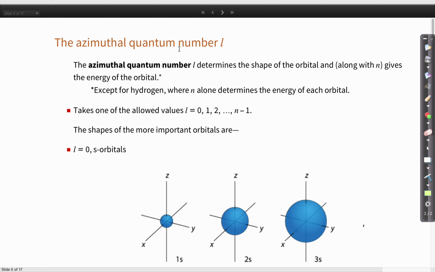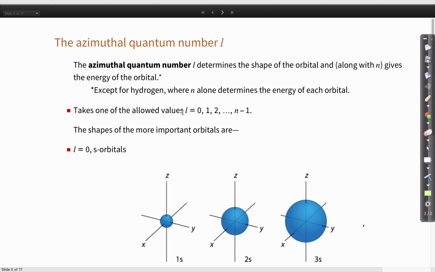There we go. The azimuthal quantum number L. So what is this azimuthal quantum number L? It determines the shape of the orbital, and along with n gives the energy of the orbital. So we're going to see that for most atoms, n and L together tell you what the energy of the orbital is. That's not true for hydrogen. For hydrogen, n is all you need. You don't need L to know what the energy of the orbital is. So we'll see a picture of this and how the hydrogen atom looks different from the other atoms. And when we see that, that picture will explain why the Bohr model works for the hydrogen atom and it doesn't work for the other atoms.